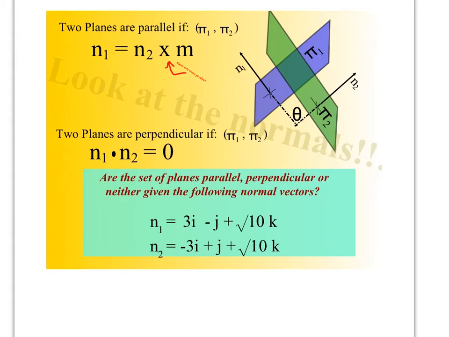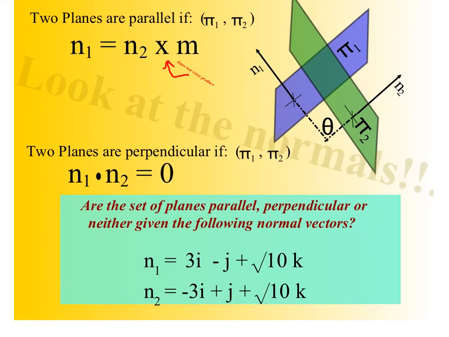All right, two planes are parallel if the normal of the first and the normal of the second, and just a reminder, this is not the cross product, are scalar multiples of each other. Just like we did with parallel vectors, if the direction vector was a scalar multiple of the other, then they were parallel. In this case, same thing. And two planes are perpendicular if their normals are perpendicular.